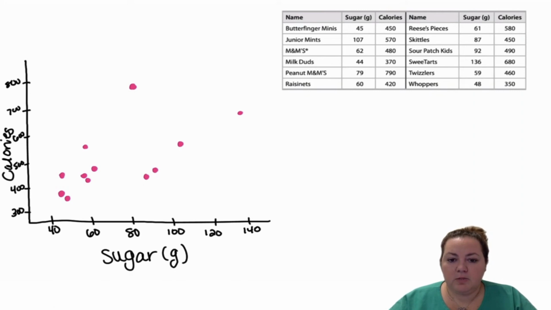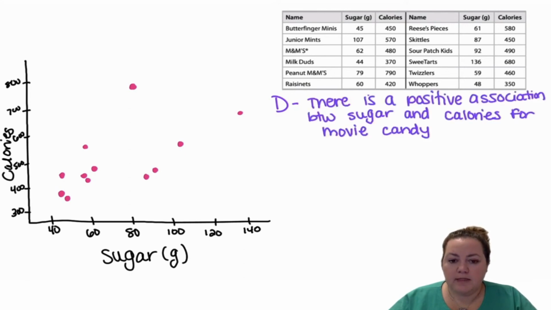Now I want to interpret this scatter plot and see what it tells us. D stands for direction. I would say that this is positive. We read a graph like we read a sentence, from left to right. When I look at it from left to right, it's going upwards. So there is a positive association between sugar and calories from movie theater candy.